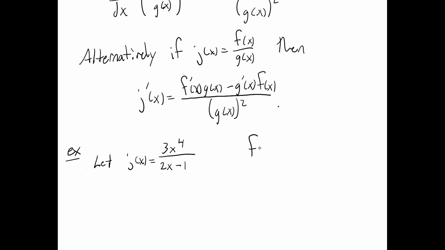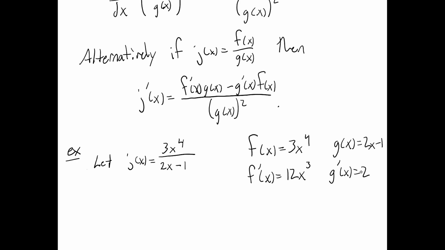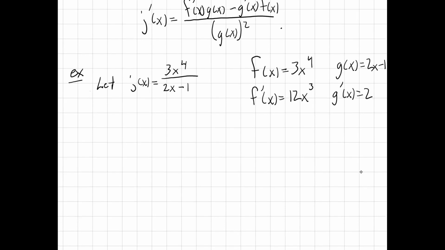So we have our f of x equals 3x to the 4th, f prime of x equals 12x cubed, g of x equals 2x minus 1, g prime of x equals 2. The way I'm doing this is writing the original functions side by side with the derivatives underneath. We'll get to something later in this chapter called the chain rule and other things like that, and it makes this a lot easier when you write it and understand it like this.